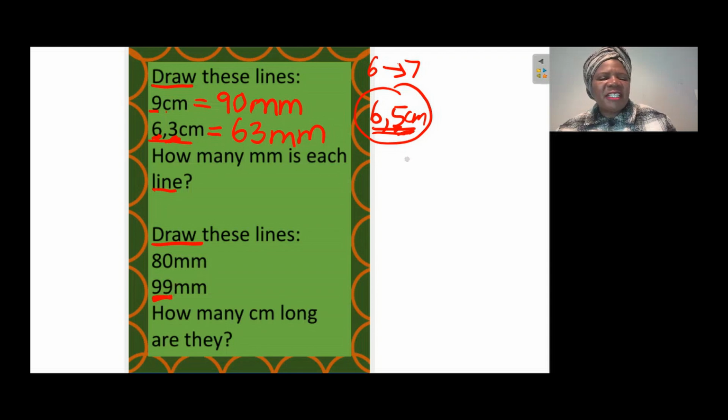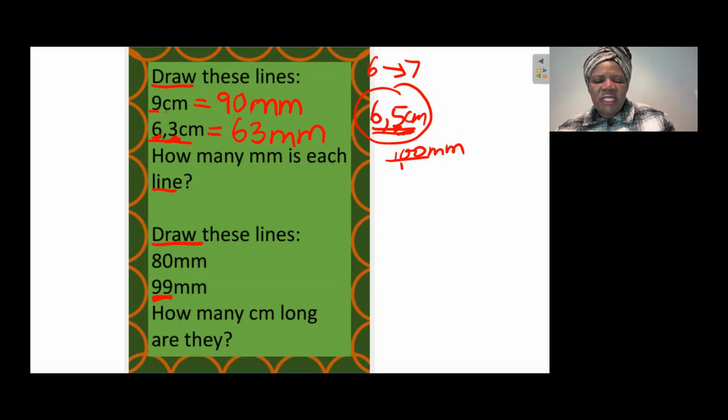9 millimeters is just a small stroke before 100 millimeters. These are millimeters, remember? So it's just one stroke before the long stroke of 100 millimeters. That's where we have 99 millimeters.